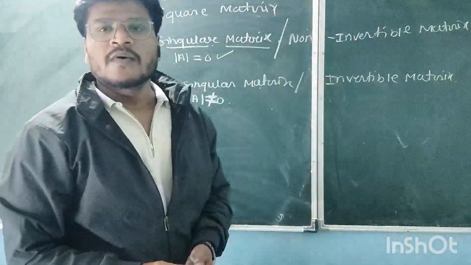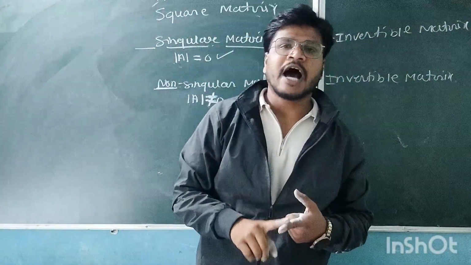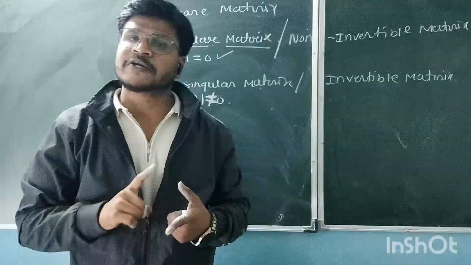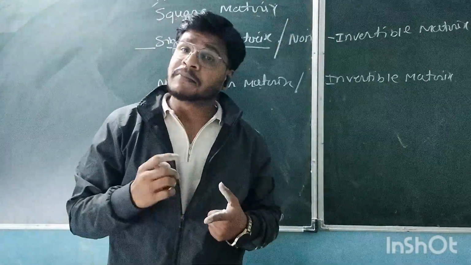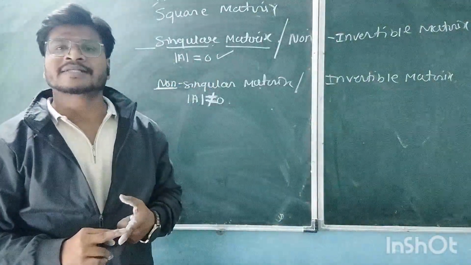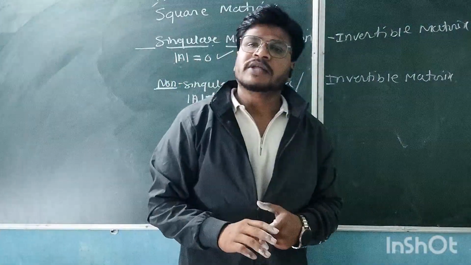There are also many other types of matrix. The first is the Hermitian matrix, then symmetric matrix, skew-symmetric matrix, permutation matrix, and block diagonal matrix. These are also types of matrices.